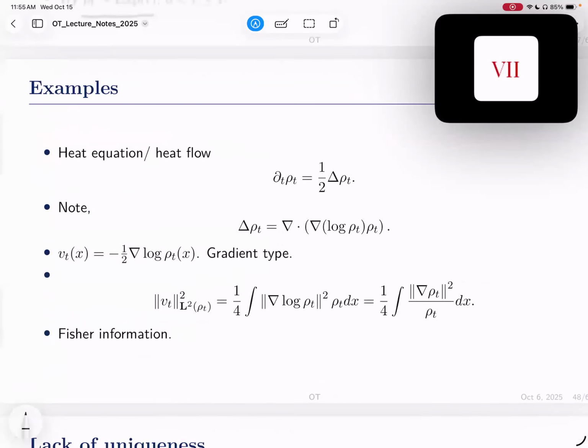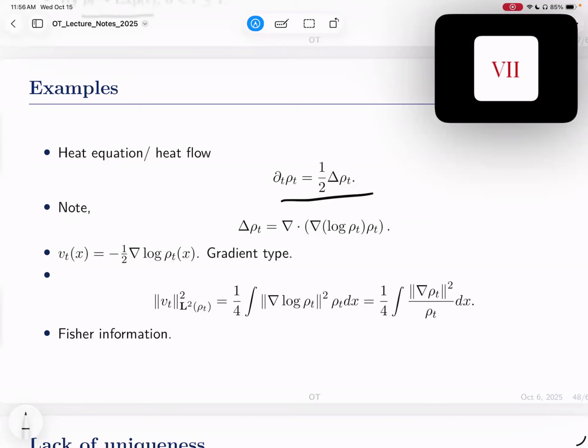So here we consider a fundamental example, which is the heat flow. The heat flow, as I've written in the probabilistic form, Young might use the more analytical version of it without the half. It's a solution of the following PDE: del t rho t is 1/2 Laplacian of rho t. So this is my Laplacian operator, which is the second derivative with respect to each of these coordinates added up.